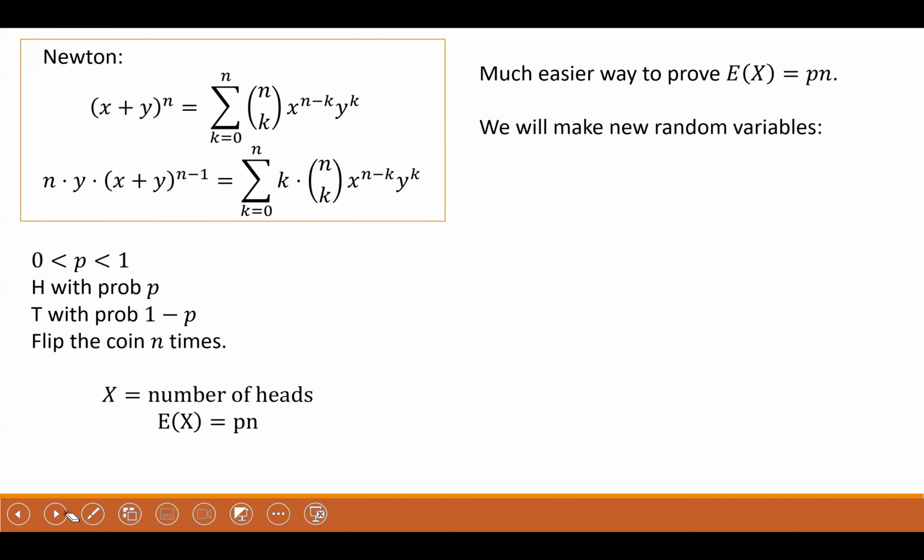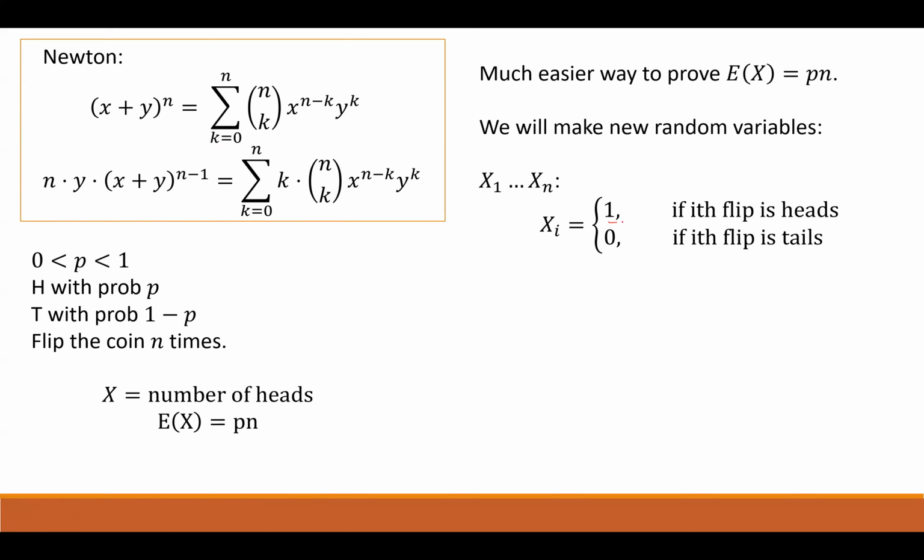So what I'm going to do is make a bunch of new random variables, x1 through xn, and these are going to be very, very simple. They take on a value of 1 if the ith coin flip is heads, and 0 if the ith coin flip is tails. In my previous example, if I flipped 4 coins, x1, x2, x3, x4, and I have something that looks like this, then x1 equals 1, x2 equals 0, x3 equals 0, and x4 equals 1.